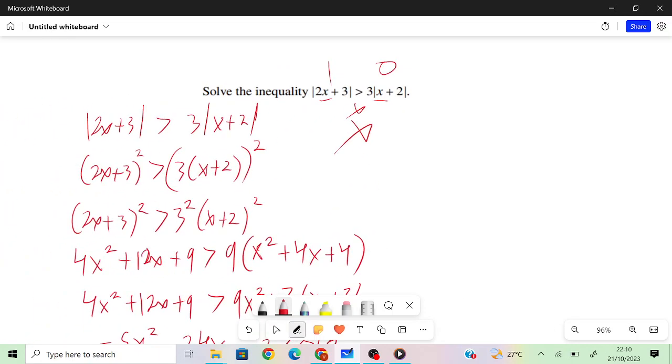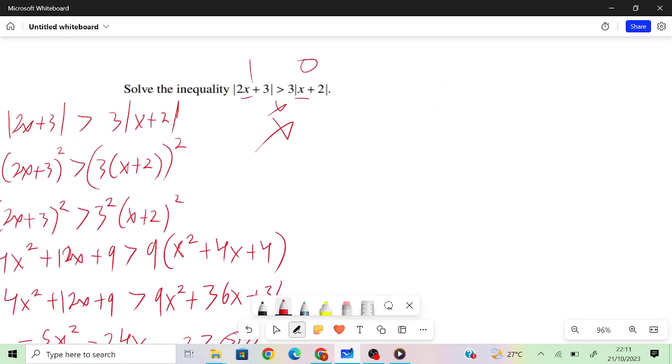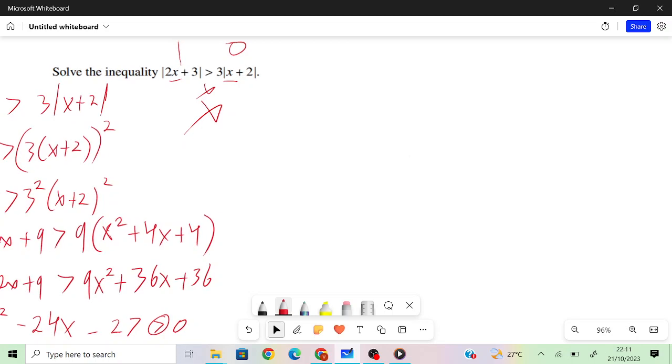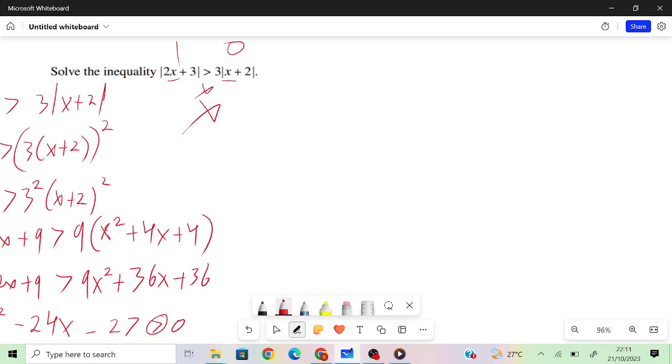Now the other method that you can use to solve this question is a method I don't usually use. I prefer squaring both sides as it is more accepted in exam boards. However, this method is also not wrong, and you can very much use it over the squaring of both sides. So in this case, what you do is you ignore the modulus. You derive two equations.